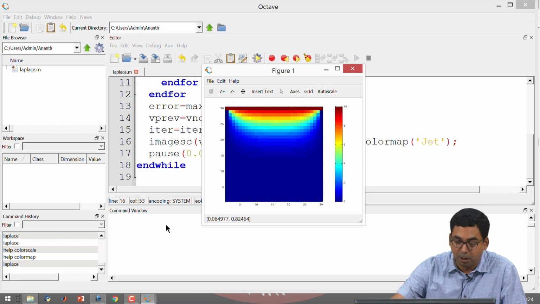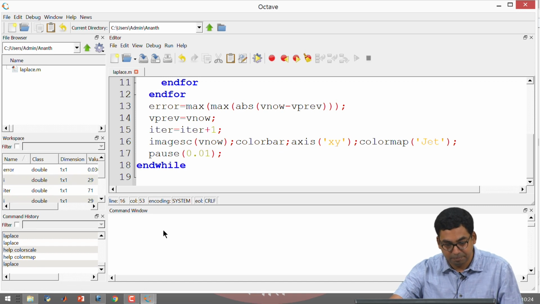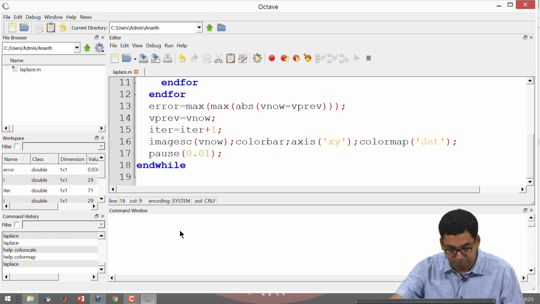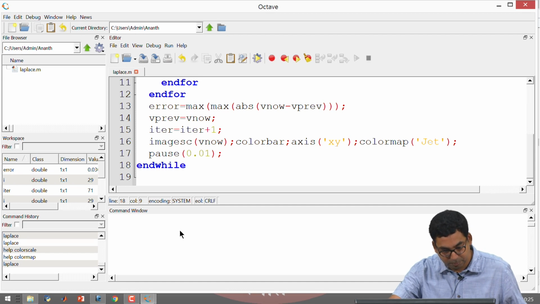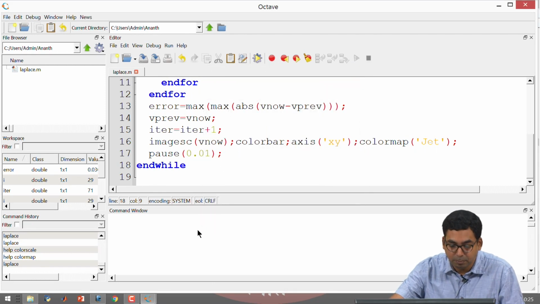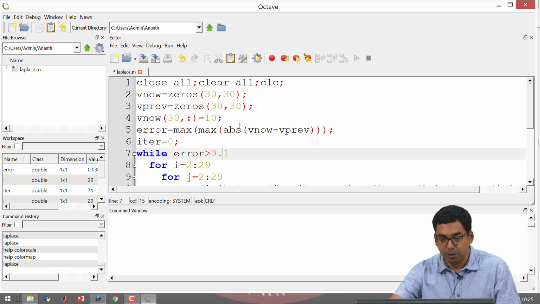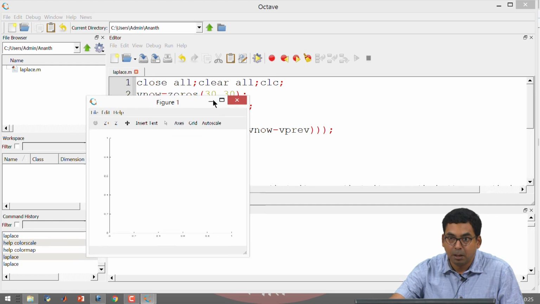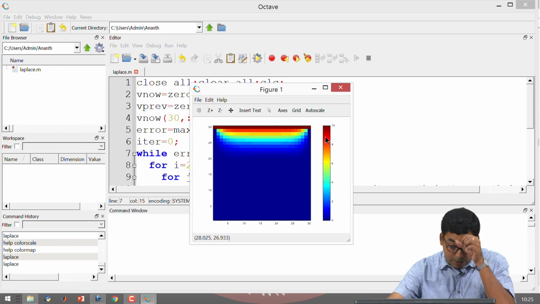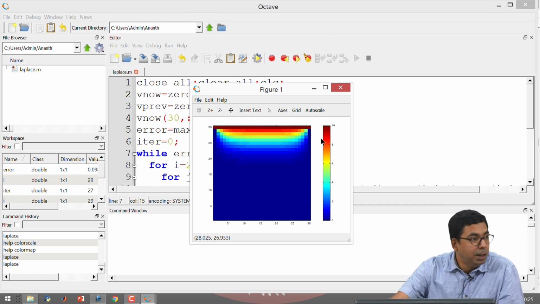Okay. So, it is happening. If I want to terminate this abruptly, I can go to the command window and press Ctrl C. Okay. So, there you go, this is your preliminary. I will do this once again. This is the calculated voltage profile inside of a capacitor that is weirdly shaped.